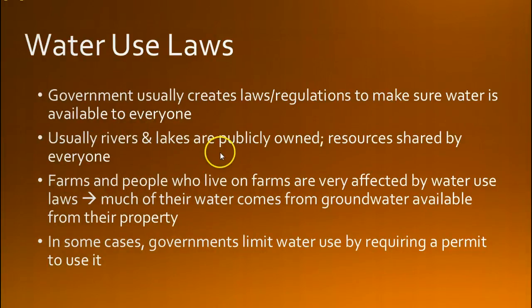Usually rivers and lakes are publicly owned. Resources are shared by everyone. Farms and people who live on farms are very affected by water use laws. Much of their water comes from groundwater available from their property. In some cases, governments limit water use by requiring a permit to use it.